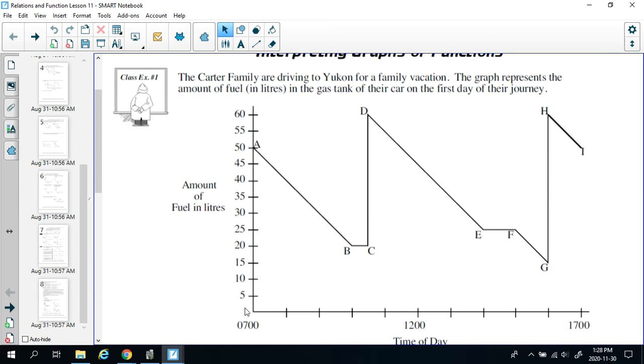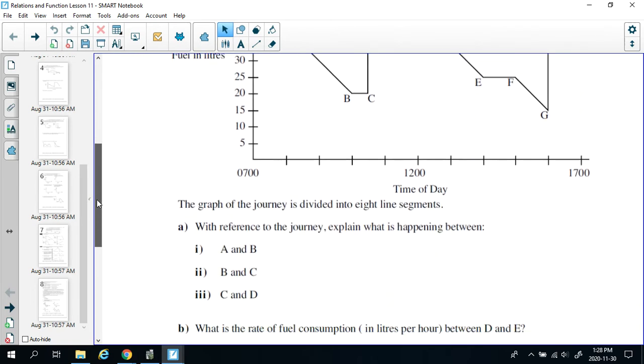So they're starting driving at 7 o'clock in the morning, and this is based on a 24-hour clock, and they're going to drive until 1700 hours. 1700 hours would be 5 o'clock p.m. Okay, and it's showing different parts of their journey, like them going from A to B, B to C, C to D, D to E, E to F, F to G, and then G to H, and then H to I.